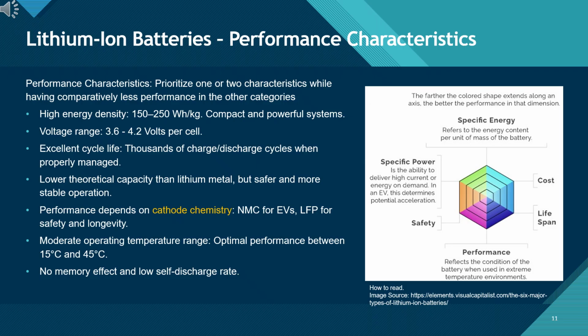Each lithium-ion chemistry, NMC, LFP, LCO, etc., balances these 6 factors differently. For example, some chemistries trade off power for safety or energy for cost efficiency. This chart helps visualize those trade-offs before we explore specific types in the next slides.